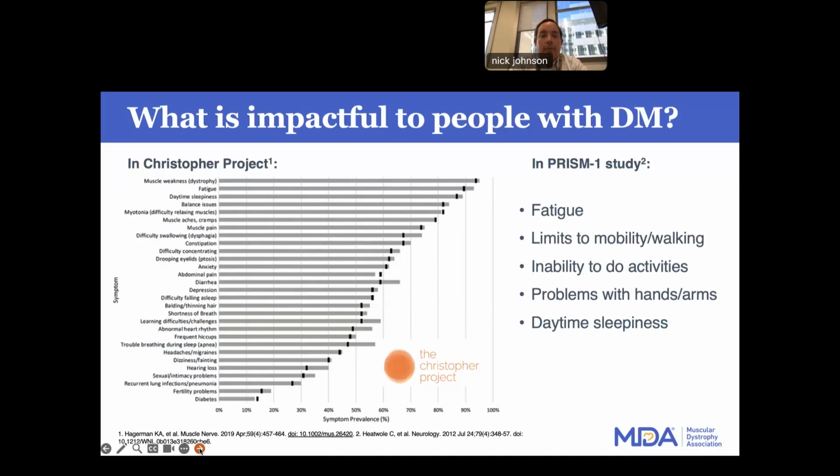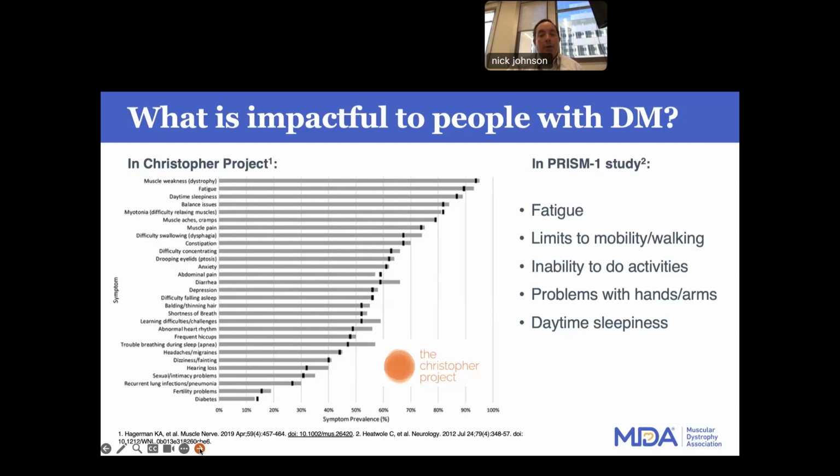You can see in terms of symptom prevalence and impact, muscle weakness, fatigue, daytime sleepiness, balance issues, and myotonia are the top 5 issues. In the PRISM-1 study: fatigue, mobility, inability to do activities, problems with hands and arms, and daytime sleepiness. So this combination of problems with mobility, hand function, myotonia, as well as daytime sleepiness and fatigue is really the hallmark of the symptomatic impact of myotonic dystrophy.